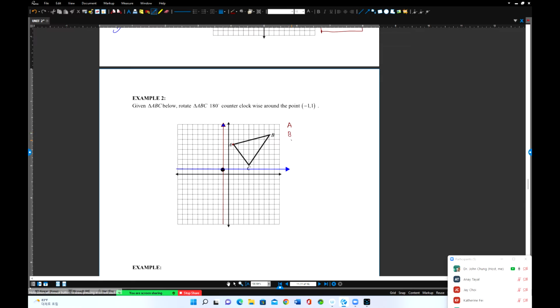A, B, C. A is what? 2, 1, 2, 3, 4, 5, right? 2 and 5. What about B? 1, 2, 3, 4, 5, 6, 7, 8, 9, and going up 1, 2, 3, 4, 5, 6, 7. So what about C? Up to here 1, 2, 3, 4, 5, and 1, right? 5 and 1.